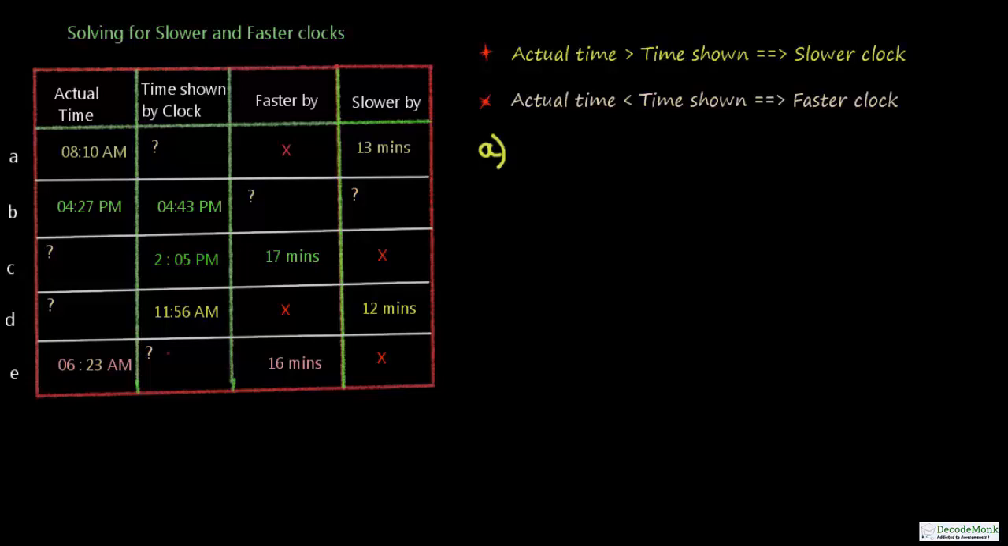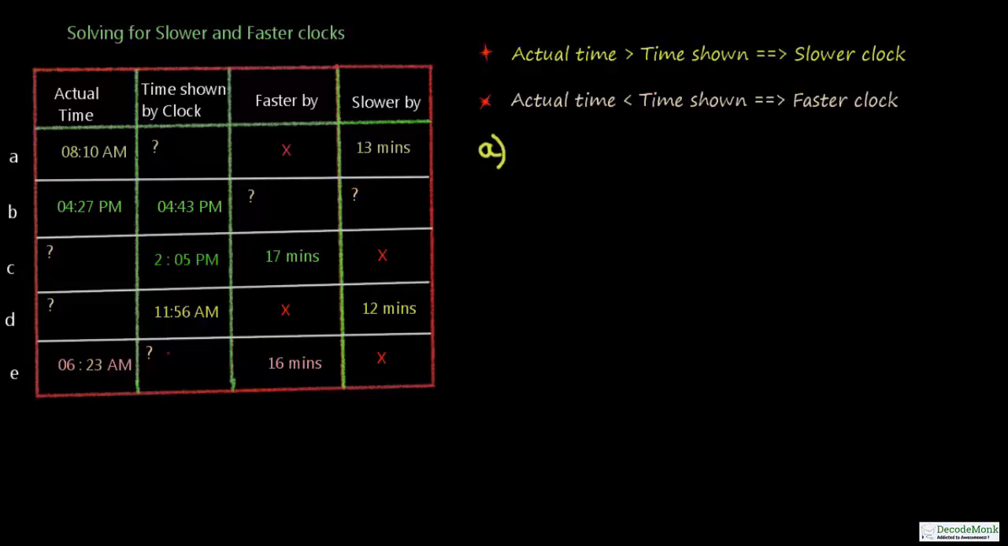and the clock is slower by 13 minutes. So what we shall do, we already know that if the actual time is greater than the time shown, then the clock is slower, and if the actual time is less than the time shown, it is faster. Why? Because the time shown is more than the actual time, and therefore it means that the clock is running faster than usual or than the actual time.